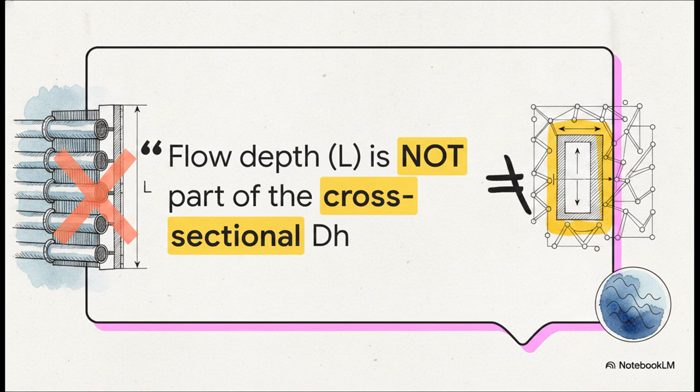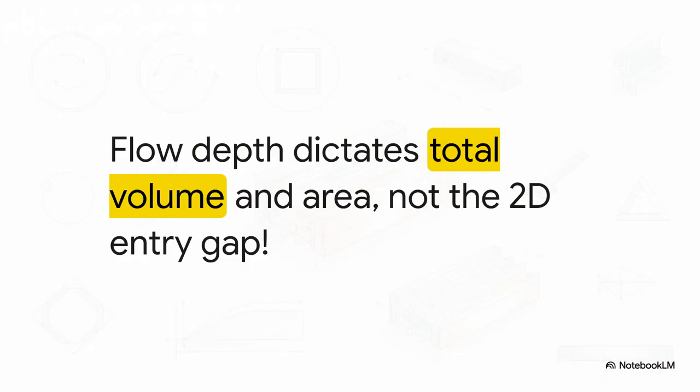It is so easy to get confused here because L definitely shows up when you're trying to figure out how much pressure drops as air pushes through the 3 rows of this condenser. But it absolutely does not belong in the direct cross-sectional hydraulic diameter equation itself. This is exactly why understanding the physics behind the formula is just as important as doing the math itself. Flow depth only dictates the total volume and the total surface area.